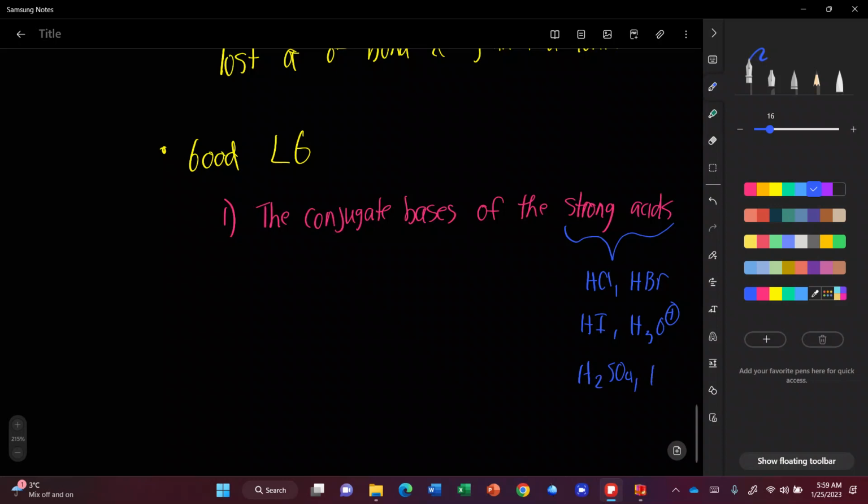H2SO4, HNO3, and HClO4. Now, I'm going to tell you right now, in organic chemistry, you pretty much never have this guy as a leaving group. You don't really have nitrate as a leaving group that much, but the other ones you absolutely do. So basically what number 1 is saying is that something like iodine is a really good leaving group. Bromine is a really good leaving group. Chlorine is a really good leaving group.